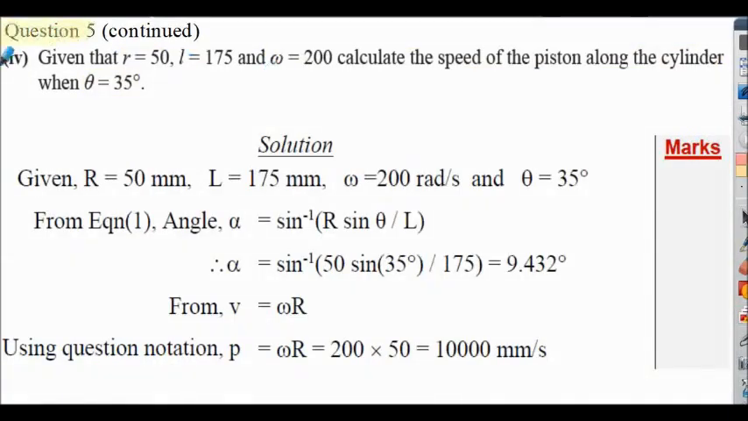Here's question 5, part 4, beginning of the solution. I'm going to let you review this at your own pace.